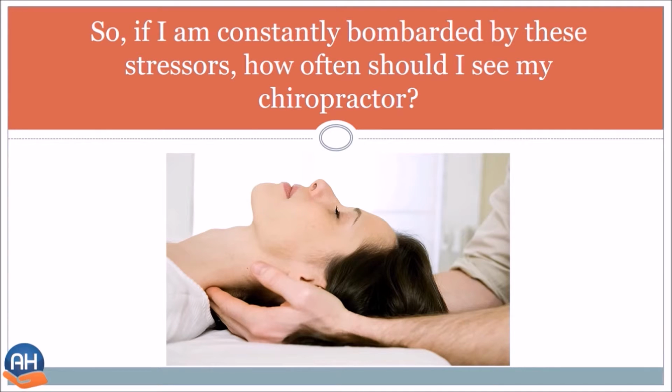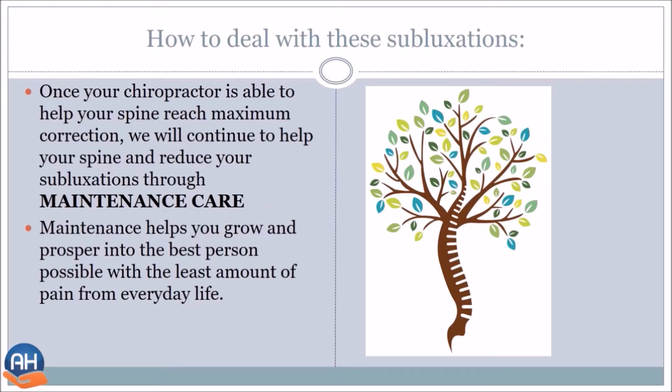So, if I'm constantly bombarded by these stressors, how often should I see my chiropractor? Now, our goal is to get you to what we call maintenance care. Now, maintenance care is only achieved after you reach maximum correction. So, most likely we'll put you on a treatment plan of seeing you 3 times a week, then 2 times a week, then 1 time a week, until we get you to a point in which your spine is much more stable than it was before.